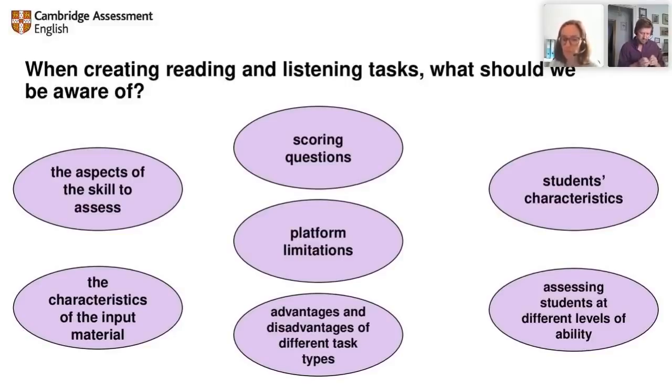More ideas, Victoria? Yes, the advantages and disadvantages of different task types. We are going to look at that in a bit more detail now, because there is no task type that is perfect. So we usually need a variety of them to have a balance. Of course, our participants were talking about students' characteristics, their age, for example, also is relevant, and assessing students at different levels of ability. That also needs to be borne in mind. Exactly, it depends on your groups.